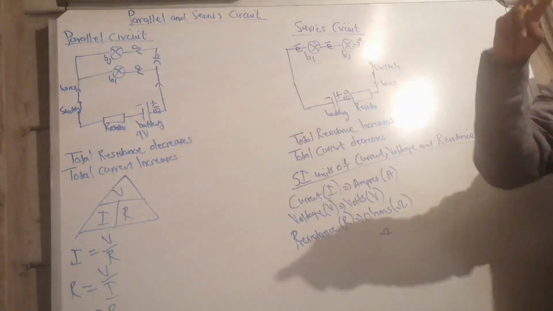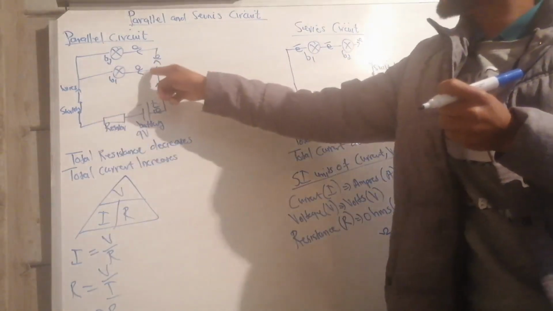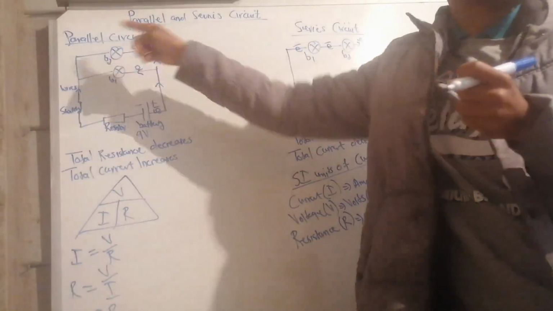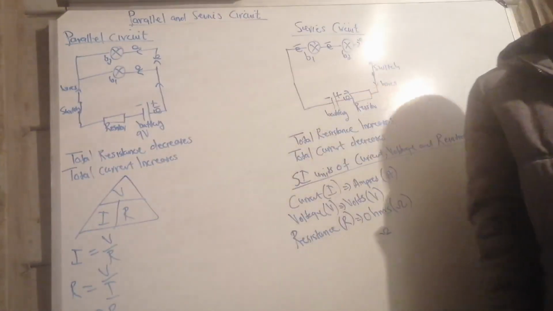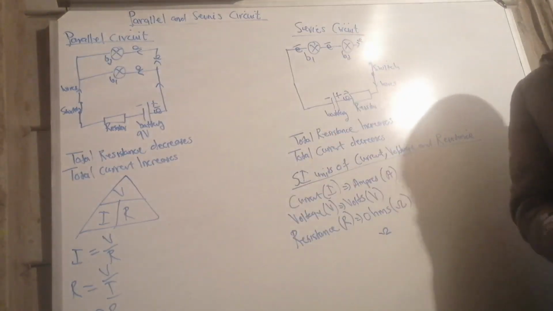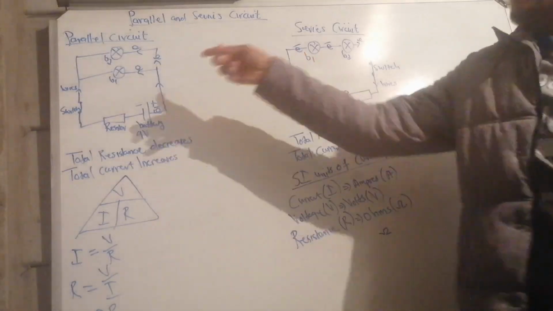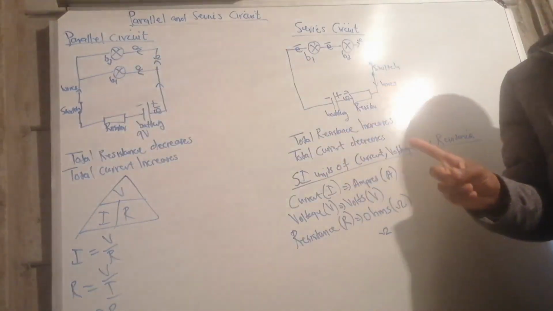By doing that, we decrease the resistance of the circuit. And if we decrease the resistance of the circuit, we allow more current to flow. And as you allow more current to flow, the bulb is bright.